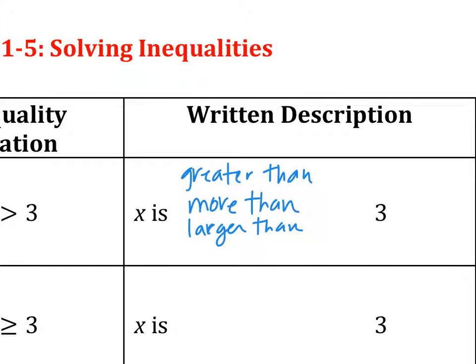And another word that you might not associate as the same thing is above. X is above 3, so she is above 5 feet. That means she's more than 5 feet.